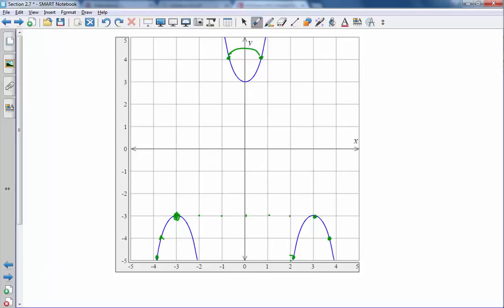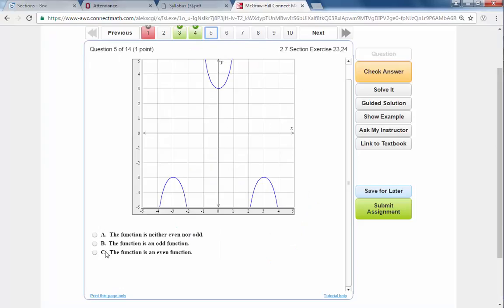It's even. Can a function be both even and odd? No. It's only one choice. You can be neither even nor odd, but you can't be both at the same time. So I'm not going to check the odd case. I mean, if you're interested, you can do it. You can pick one. This one needs to be here. It's missing, so it's not odd. So it's even.